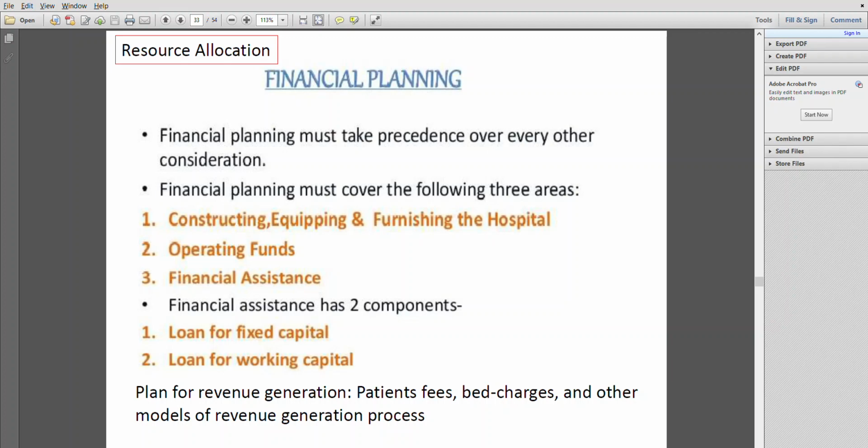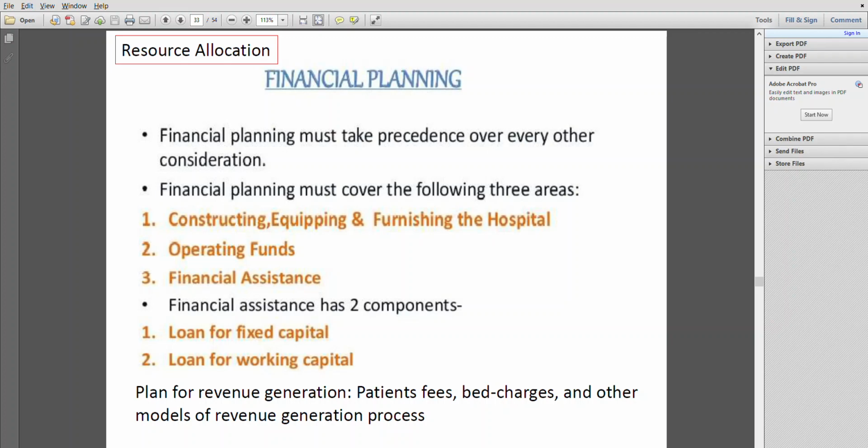It consists of how your finance will be used to construct the hospital or set up the hospital in a specific locality, comprising constructing, equipping and furnishing the hospital. Operating funds, working capital, giving salaries, paying the loans, they all come under operating funds. And within the operating funds comes the financial assistance called fixed capital or working capital.